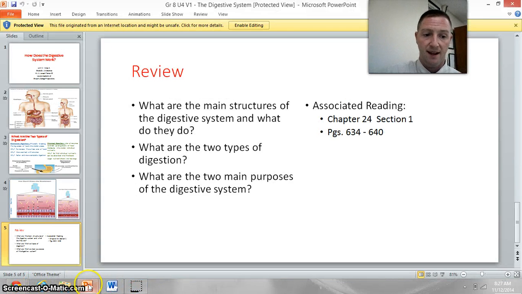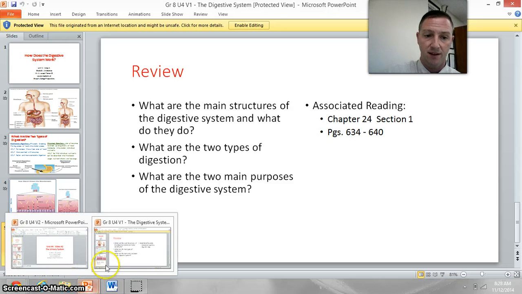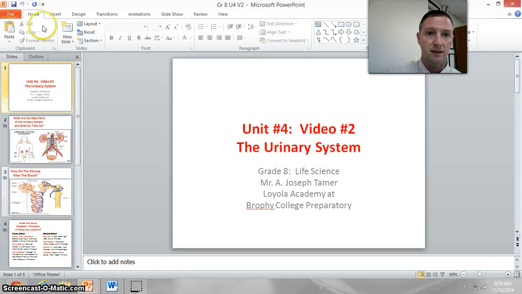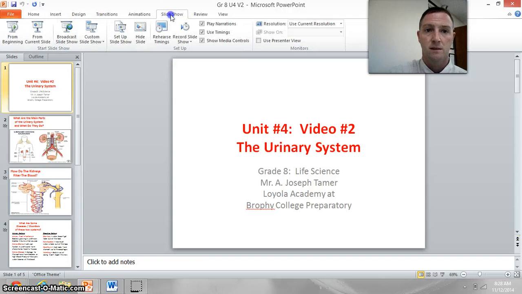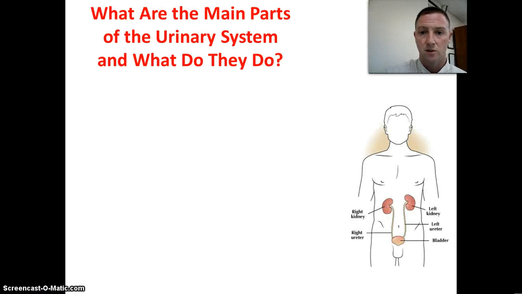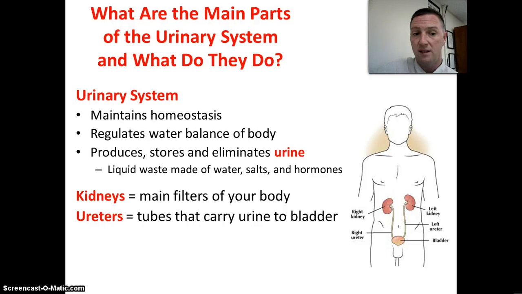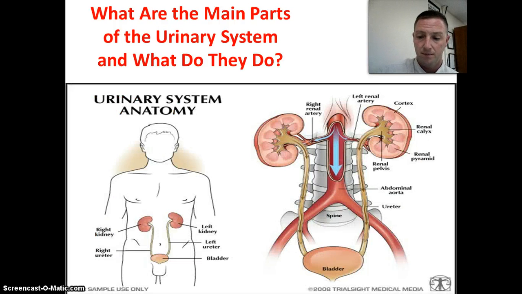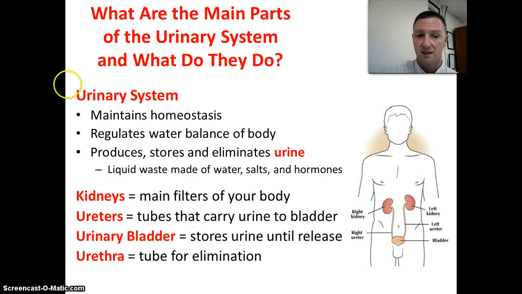All right. When we look at the second video, there it is right there. So once again, quickly taking a look at the urinary system. All right. What are the main parts? You got four main parts of the urinary system: the kidneys, ureters, the bladder, the urethra. Why do we have this system? We need to maintain homeostasis.